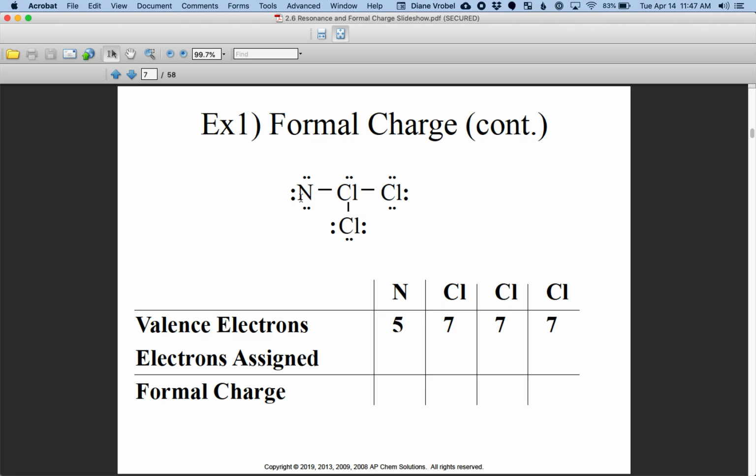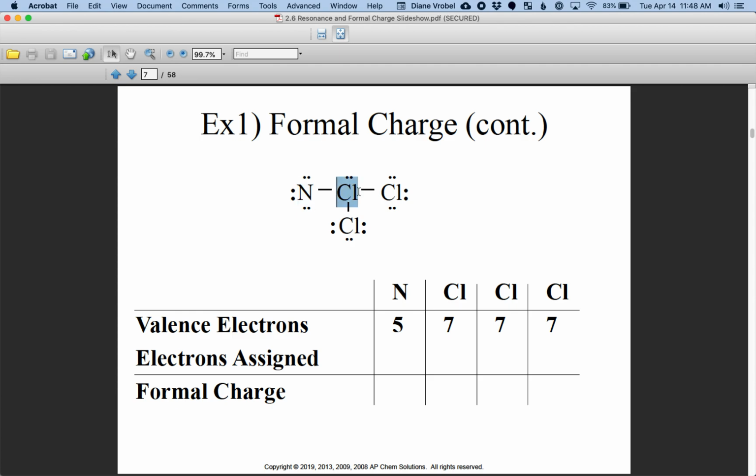Now let's look at electrons assigned. Now this nitrogen has 1 covalent bond, so we're only going to count half of the electrons involved in the covalent bond. So it has 1 covalent electron, and it has 3 sets of lone pairs surrounding it. So that's a total of 6. So nitrogen should have 7 electrons assigned to it.